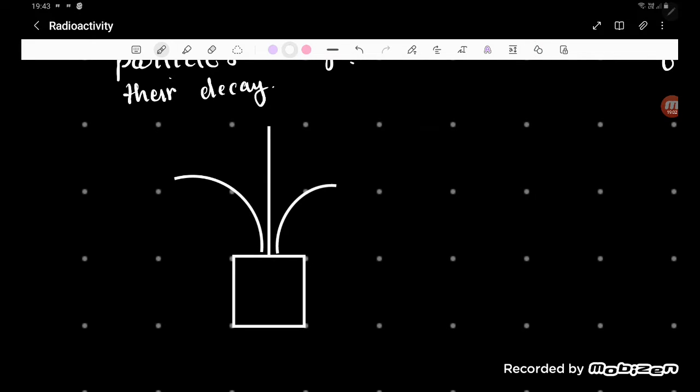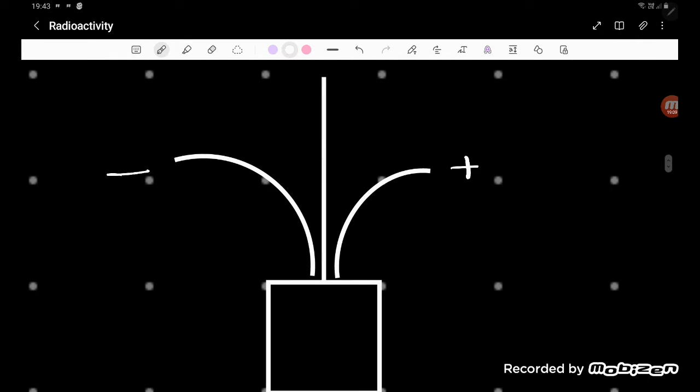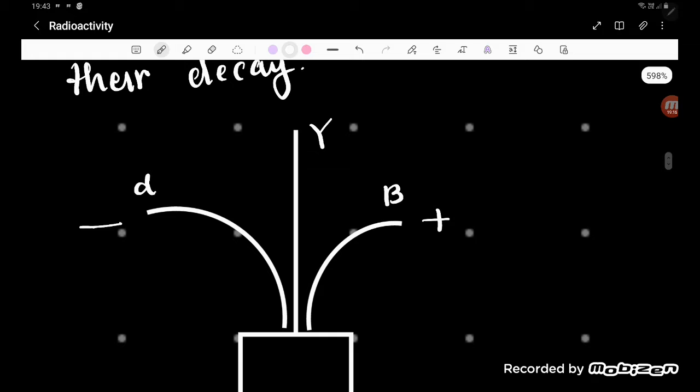Okay. This is the negative side. This is the positive side. These are beta rays. These are alpha rays. This is gamma rays.